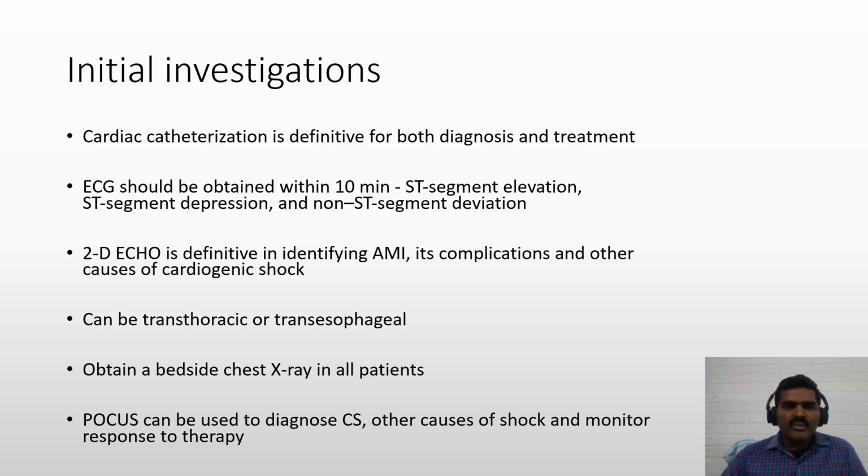A 2D echo is the definitive test in identifying acute myocardial infarction and all its complications, including the mechanical complications, and also other kinds of cardiogenic shock like pericardial effusion and myocarditis. You can do a transthoracic or transesophageal bedside 2D echo. Bedside 2D echo should be followed by a complete echo study in the clinic once the patient is stabilized. Obtain a bedside chest X-ray in all patients and look for any evidence of pulmonary edema, or any evidence of viral or interstitial pneumonia.